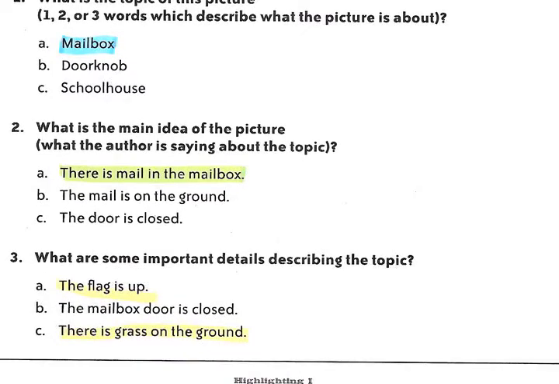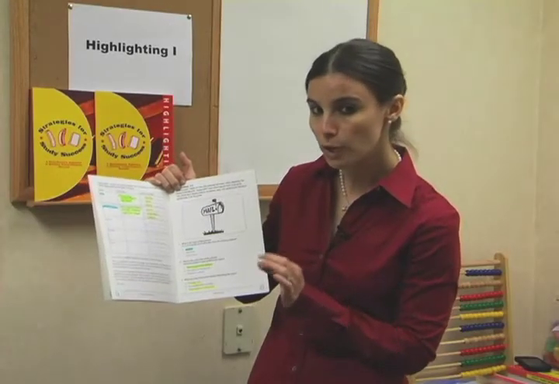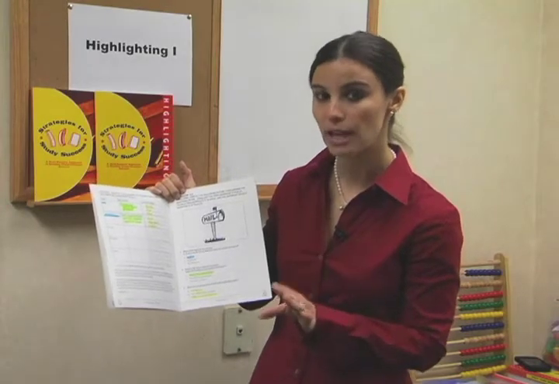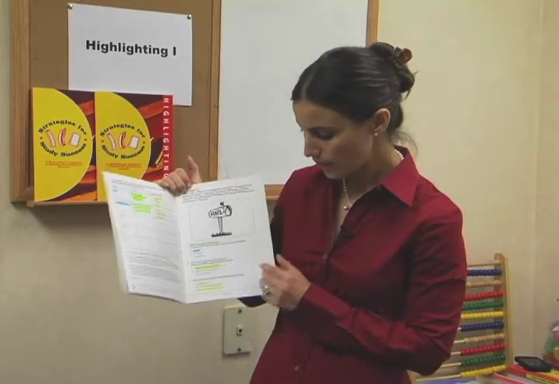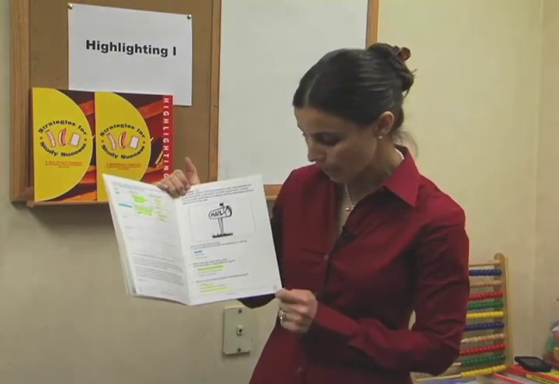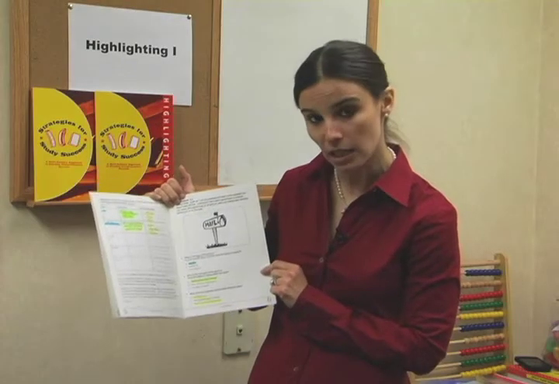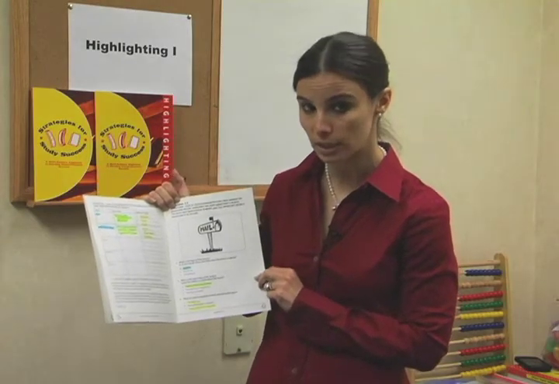Now the third question asks, what are some important details describing the topic? For question 3, keep in mind that there can be 1, 2, or all 3 answers as correct choices. In this case, our options are A, the flag is up, B, the mailbox door is closed, or C, there is grass on the ground. In this case, we would highlight both A and C in yellow, since those are both important details.